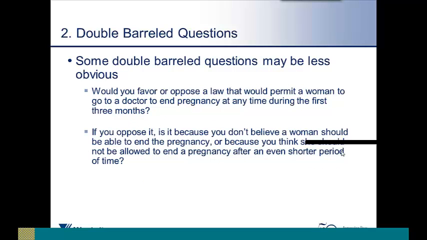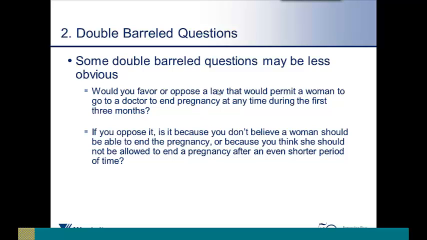Some double-barreled questions might be less obvious than simply using the word "and." Here's one that asks, would you favor or oppose a law that would permit a woman to go to a doctor to end pregnancy at any time during the first 3 months? This is actually probably a multi-barreled question, because if you oppose this, there might be a lot of different reasons why you're opposing it.